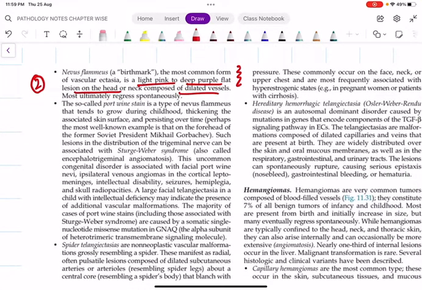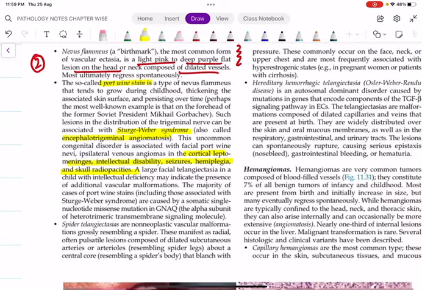Actually this port wine stain is characteristically seen in what we call Sturge-Weber syndrome. It is also called encephalotrigeminal angiomatosis. Okay, this is Sturge-Weber syndrome, and remember it is associated not only with the presence of port wine stains, which is characteristically present over the face, but it is also associated with central nervous system disorders like what? Cortical leptomeninges involvement, intellectual disability, seizures, hemiplegia, and skull radiopacities. Fine? Yes.